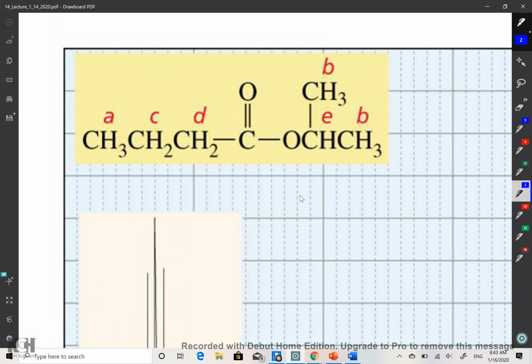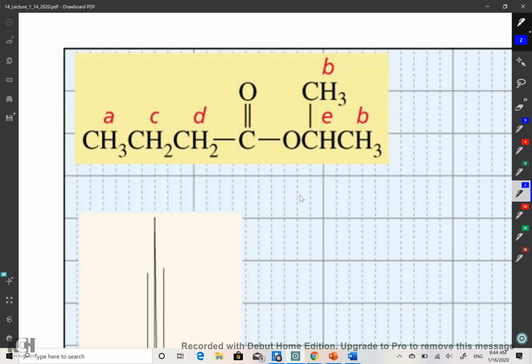The first thing I want you guys to understand: do you all understand why we have 5 signals over here? The B protons are chemically equivalent. Those 2 methyl groups are the same. That's why we call them B. Now, the way they are lettered is with respect to their chemical environment. The more shielded protons are labeled A, and the more deshielded are labeled E. So the more shielded will be A, and the less shielded will be E. That's the way it has been labeled.